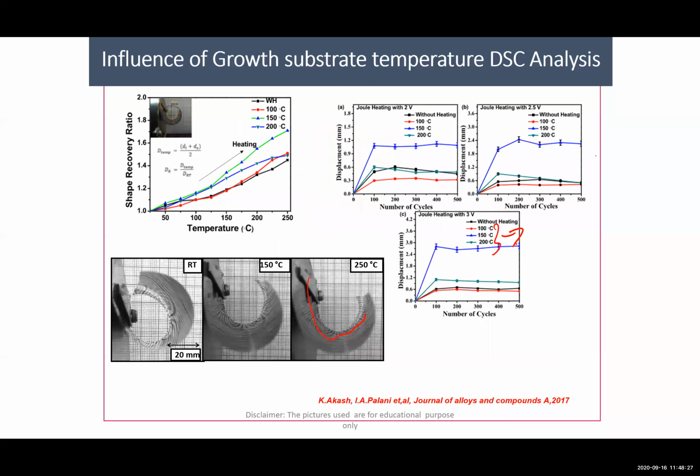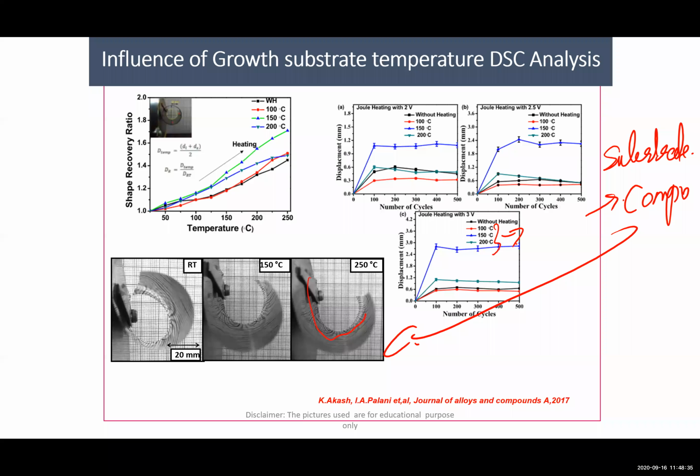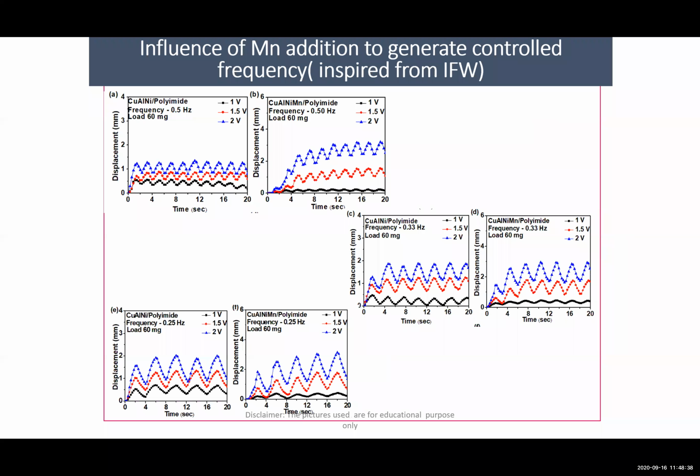So we did an analysis with respect to the variation in substrate temperature, and then with respect to the composition, to study the actuation behavior of the system. And this is a complete detailed analysis. In fact, we also did it with respect to the frequency, because when we want to use it for a micro robotic application, we need to have tunability towards the frequency characteristics, which we have employed over here. And this is the frequency behavior which we have achieved with respect to these shape memory alloy structures.